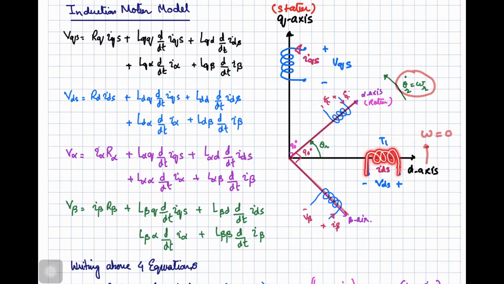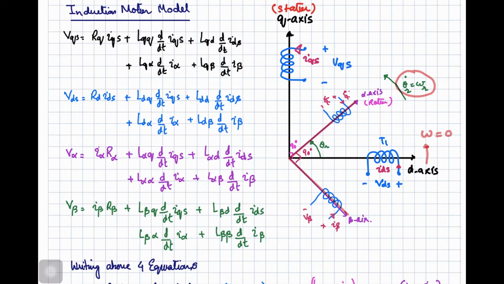So this is the winding, you can say the D axis winding, having the voltage VDS, and the current through it is IDS. This is the D axis winding of your stator. Similarly, over here you can see another winding. The voltage across this one is VQS, and the current through this one is IQS, the Q axis current of the stator. And over here is IDS, the D axis current of the stator. Let's suppose that the number of turns over here is T1.